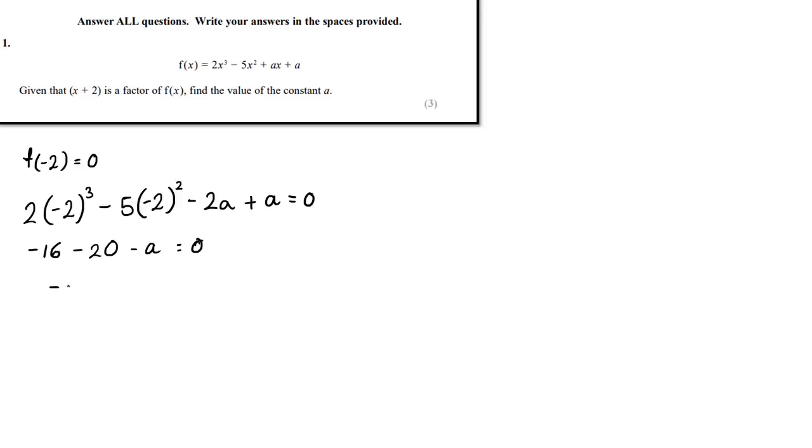Simplifying this here then, we get minus 36 minus a equals 0. And therefore, to get a, we just need to take this minus a onto the other side, balancing the equation. So therefore, a is equal to minus 36. So that gives us the value of the constant a, and that gives us our solution to question 1.